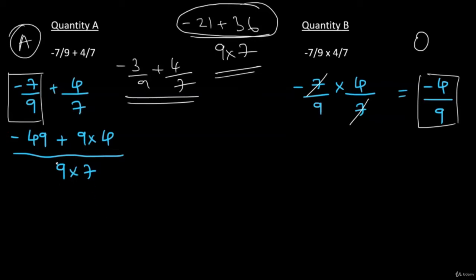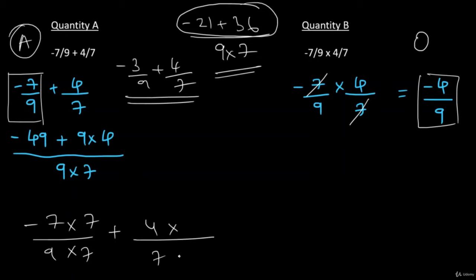So what is it that you're doing over here? Basically you're making the denominator of these two fractions the same, right? So minus 7 by 9 can be written as minus 7 by 9, and you multiply both the numerator and denominator with 7, right? And 4 by 7 becomes 4 by 7 and you multiply the numerator and denominator with 9. So in this case you can see that the denominator of these two fractions is 9 into 7, which is equal, and the numerator is minus 49 plus 4 into 9.